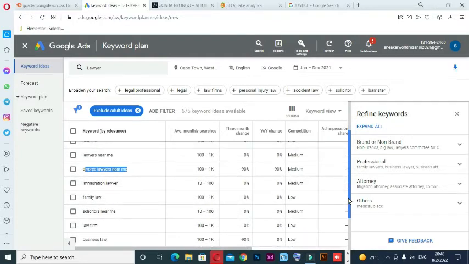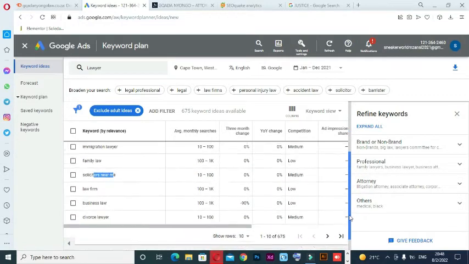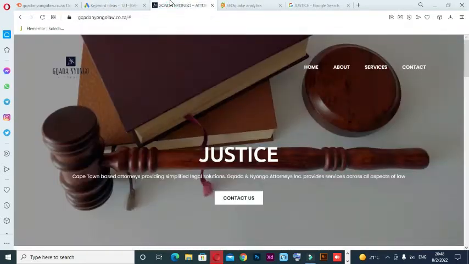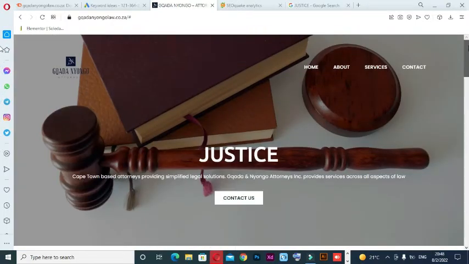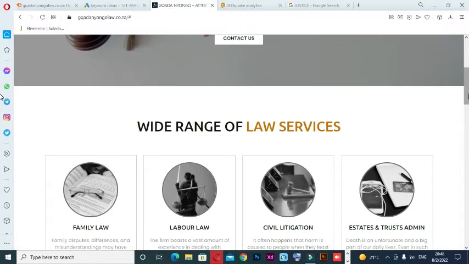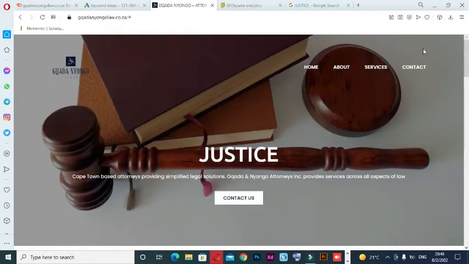Okay, let's go to the other words. So here we want real words. Lawyer, yes, is a good word, but probably that's too generic. Someone might search for lawyer wanting to know, maybe it's a student who wants to be a lawyer in future. Someone might search the word lawyer, maybe just wanting the definition of a lawyer. But we really want words with some intent. Like if a person is searching using this word, they really need a lawyer.